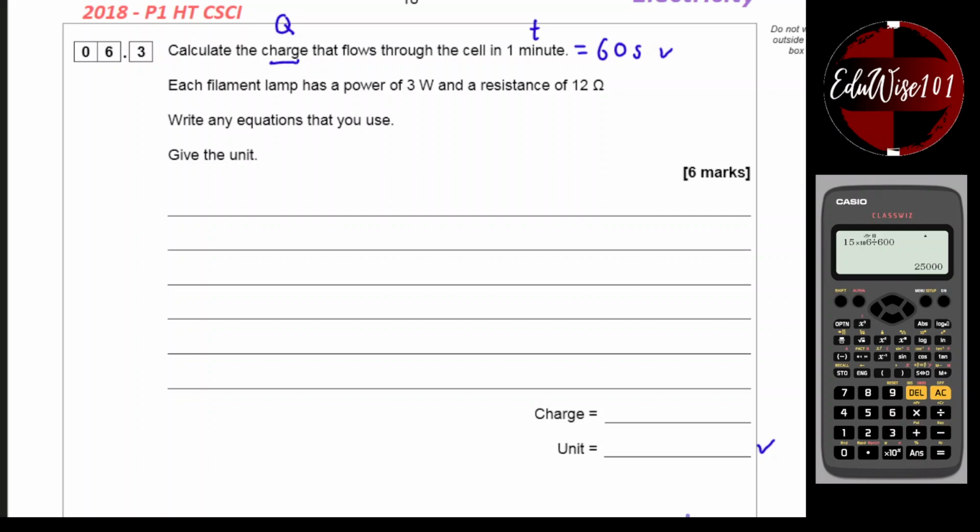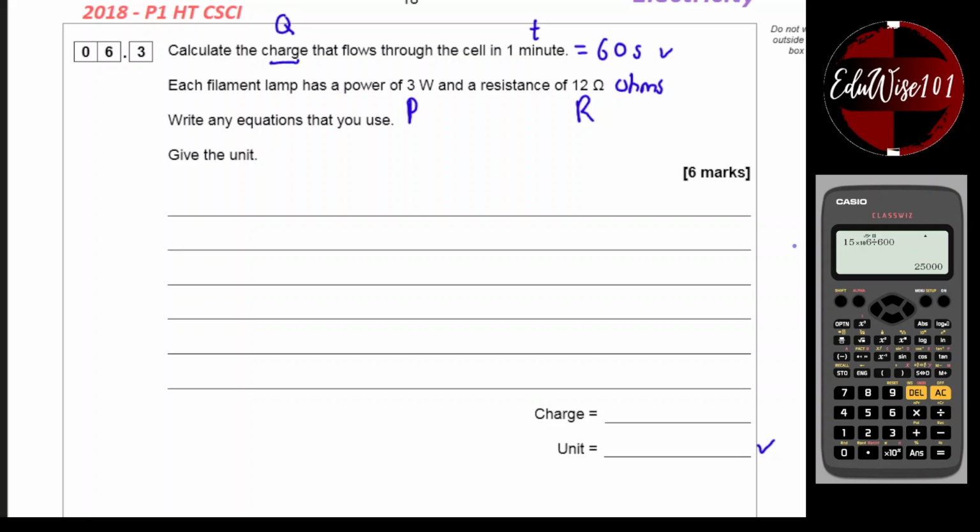Even if you didn't write the answer, if you wrote down the unit for charge, if you remember it, that's going to be 1 mark. So it's worthwhile to pick bits and pieces and see if you can answer parts of the question. So each filament lamp has a power of 3 watts. Power is 3 watts. Resistance is 12 ohms. This symbol is called ohms. Write any equation that you might use.